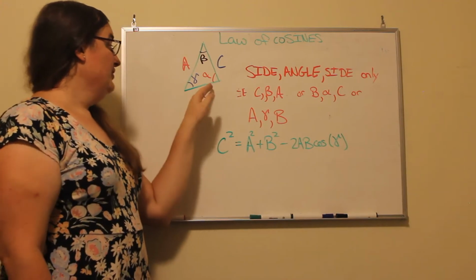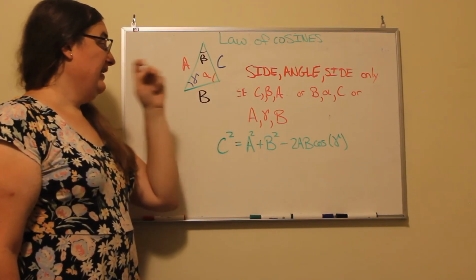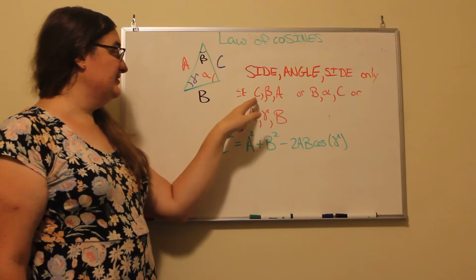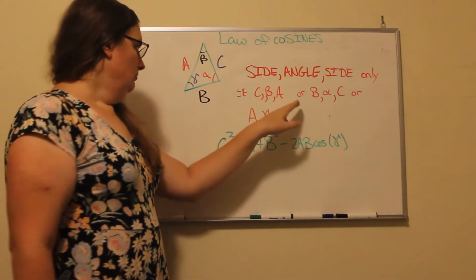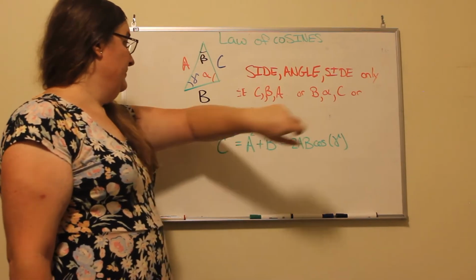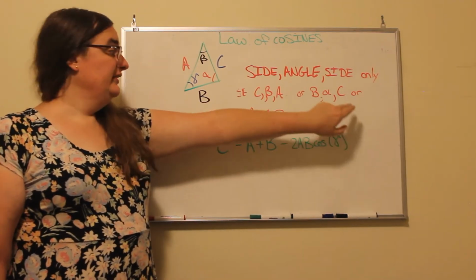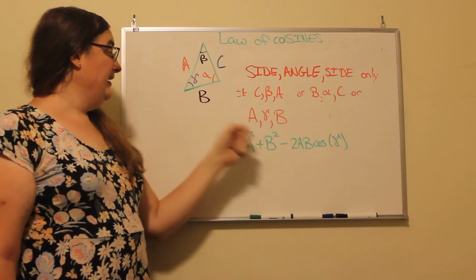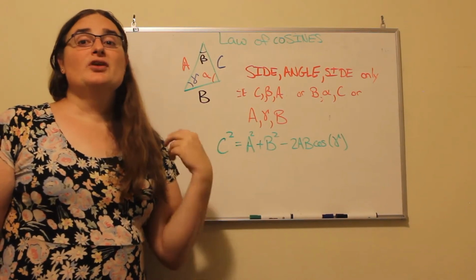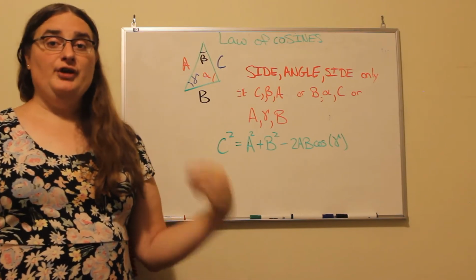But if you have a side, an angle, and a side, for example, you have side C, you have angle beta, and side A. Or for example, you have side B, you have angle alpha, and C, or you have side A, angle gamma, and side B, you can use the law of cosines.